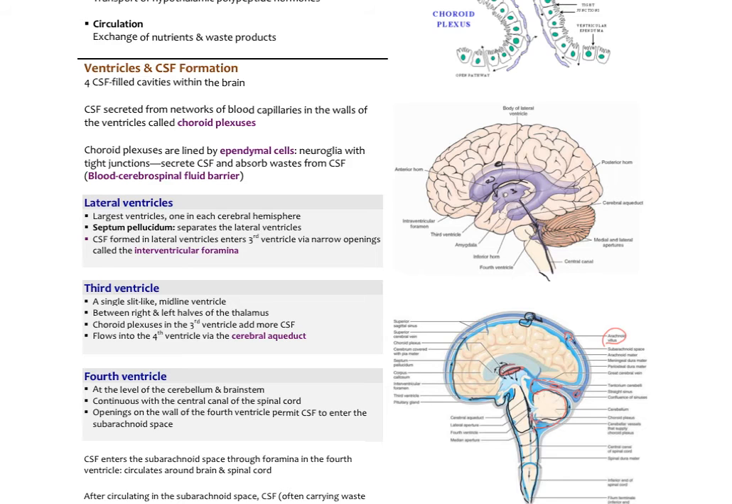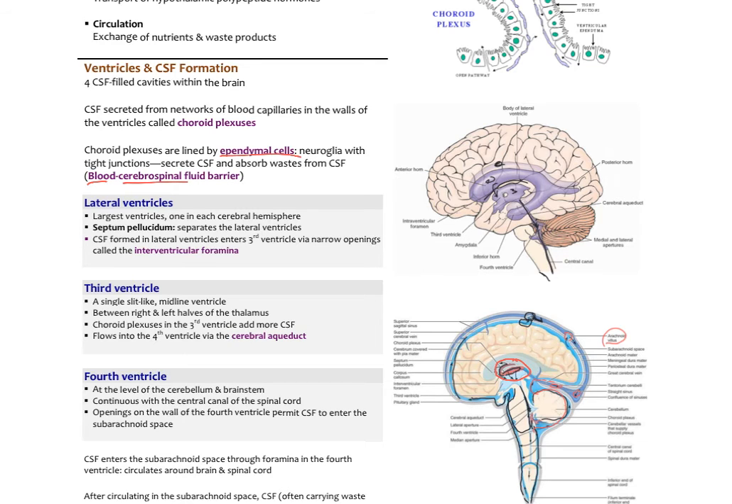This is that fourth type of glial cell we talked about, called ependymal cells. Ependymal cells are neuroglia with very tight junctions between them, and they secrete the CSF, and they also absorb waste from the CSF. And so they form what we call the blood cerebral spinal fluid barrier. So those are the ependymal cells in the choroid plexus. Again, you see that in the red down here in this picture. And they're found in the lateral ventricles and some of them in the third ventricle.